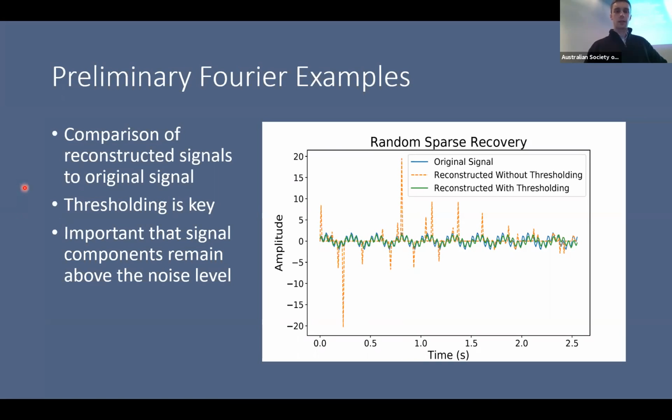So this sort of highlights that the thresholding is really a key step here. If we want to be able to reconstruct from a lower sampling rate, we need to have our signal peaks well above the noise level so that we can threshold out the noise and just maintain what we want, just keep the peaks that we want.